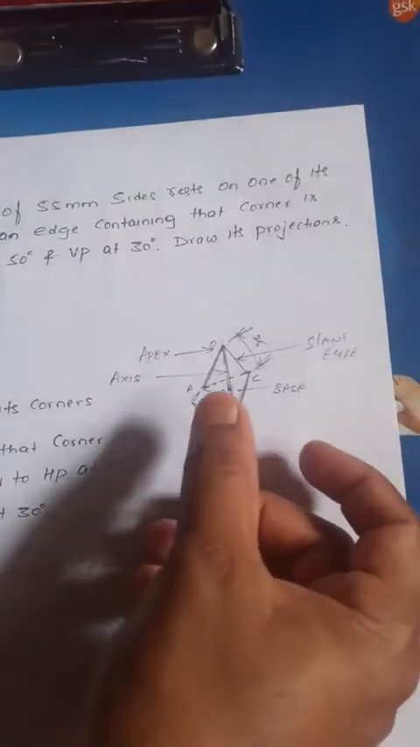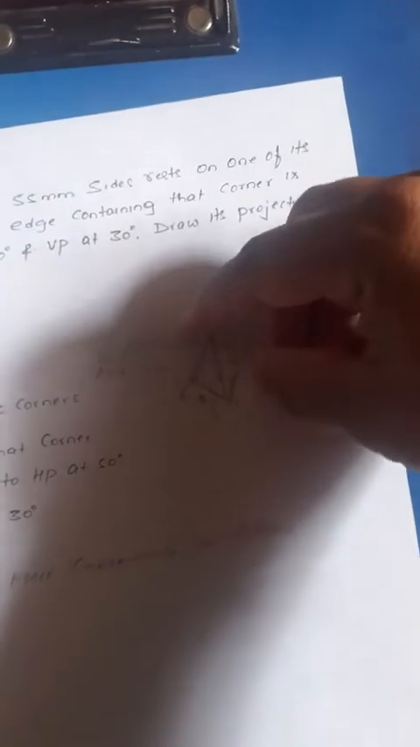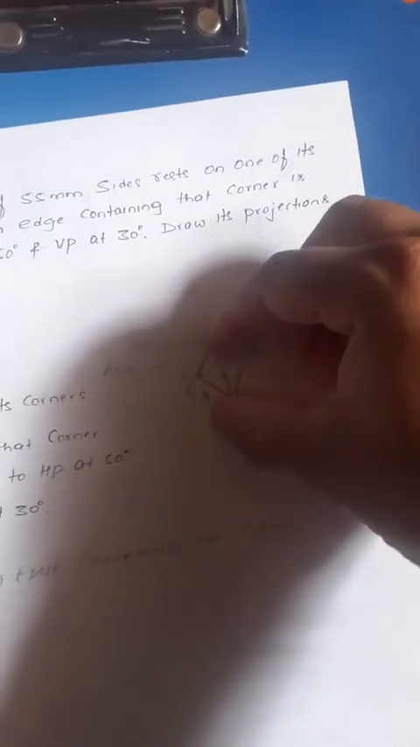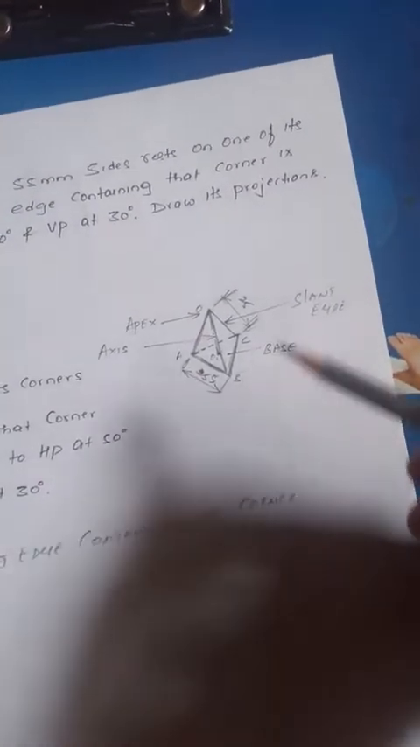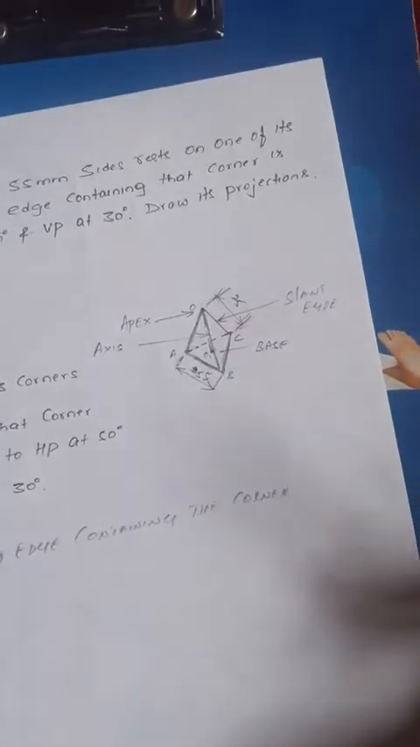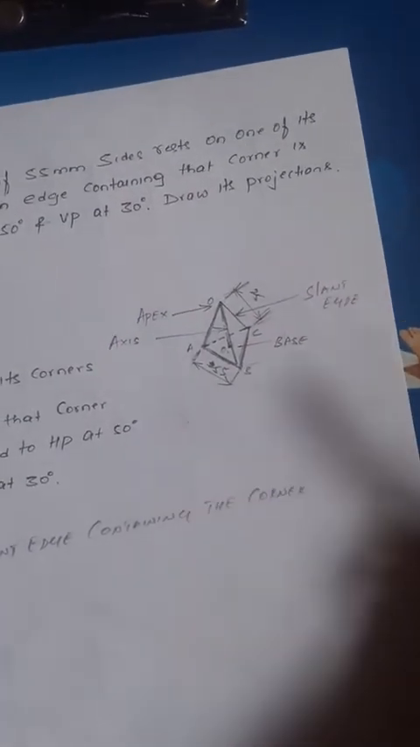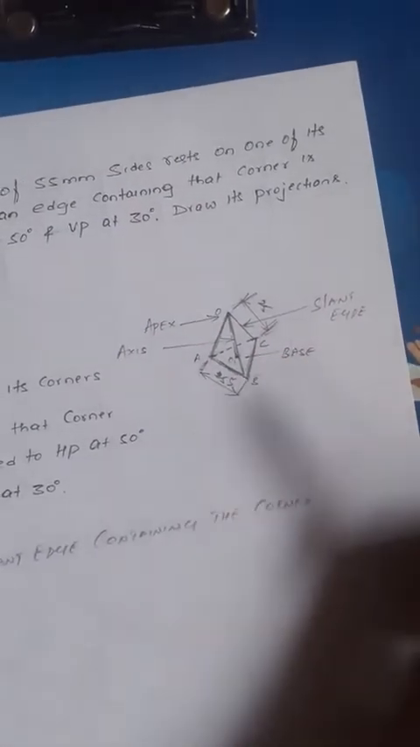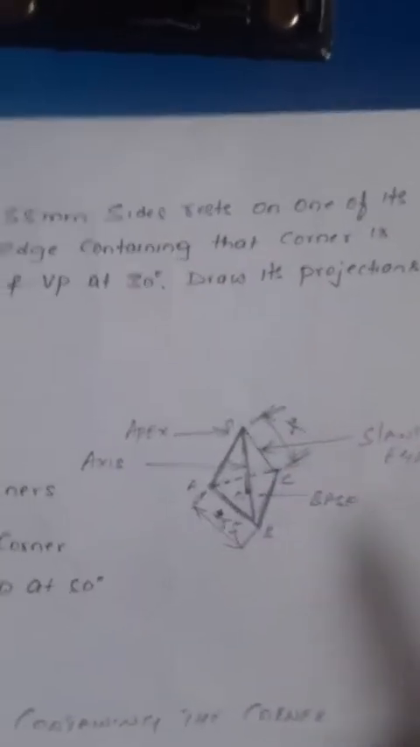What is the size of the base? The same. The slant edges OA, OB, OC also have the same dimension as the base edge, that is 55 mm only. That is called a tetrahedron.